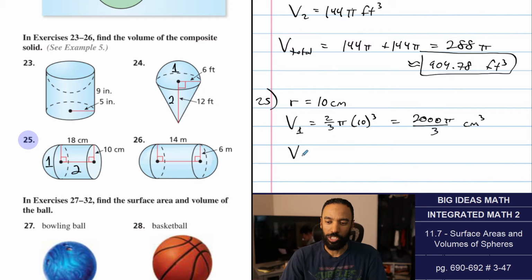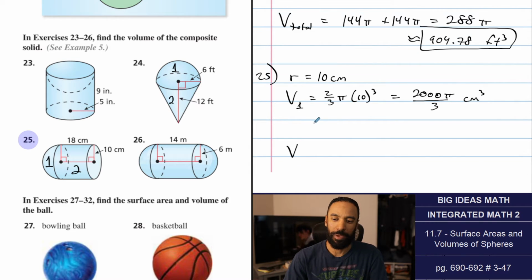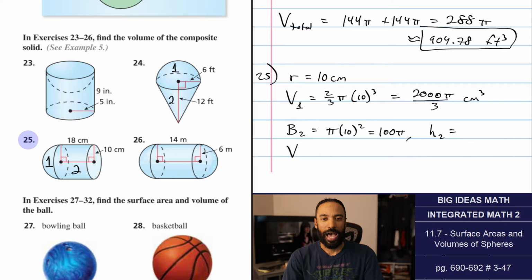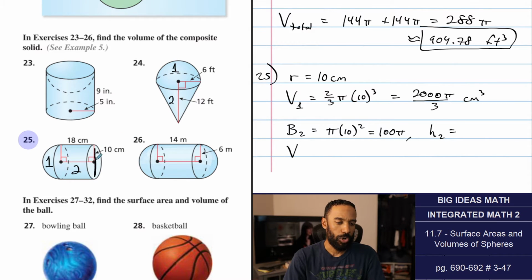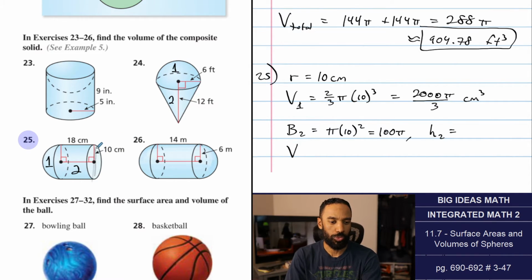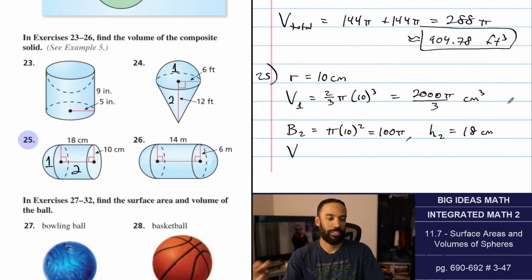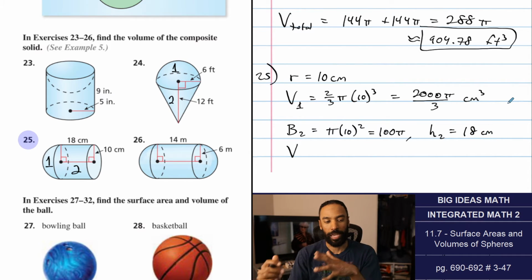The volume of object 2 will be found by finding the area of the base and establishing the height. The area of the base is pi times 10 squared, which is 100 pi. The height of object 2 is 18. The height isn't 10 or 20. We don't look straight up and say this is height. This is radius. The height is the distance between the bases of your cylinder. So the height is actually 18 for the cylinder.